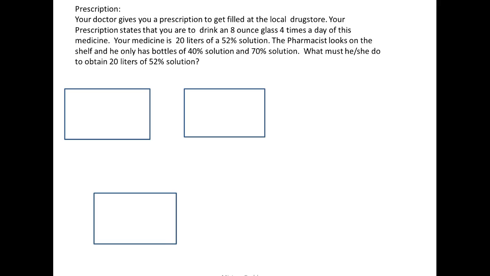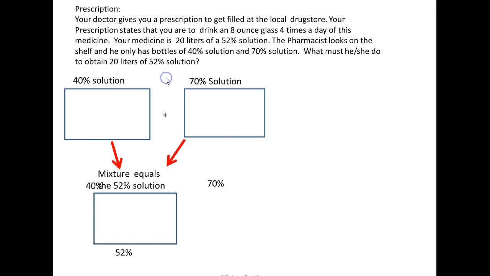So what I'm going to do is draw up boxes for our mixture. Okay, so I got 3 boxes here. I got a box for 40% solution and a box for 70% solution. Okay, and our mixture equals the 52% solution. So in our problem here, we have our 40% solution and our 70% solution, and our mixture of 20 liters of a 52% solution. So we put 40%, 70%, and 52% in the corresponding boxes.